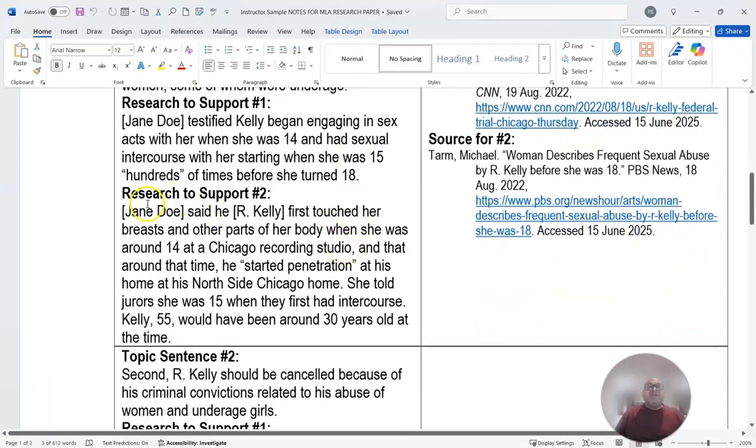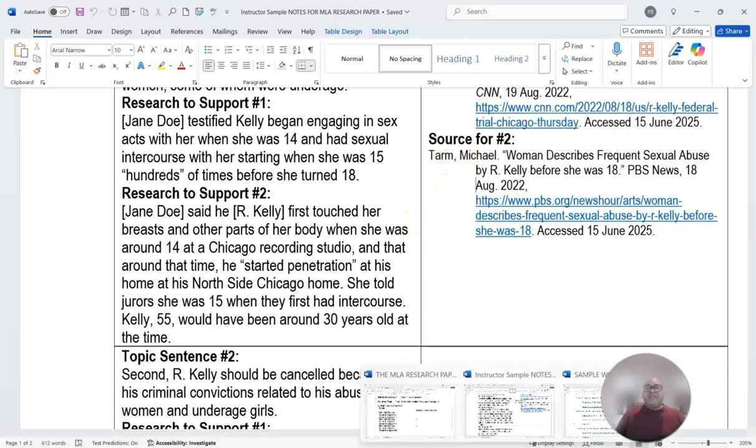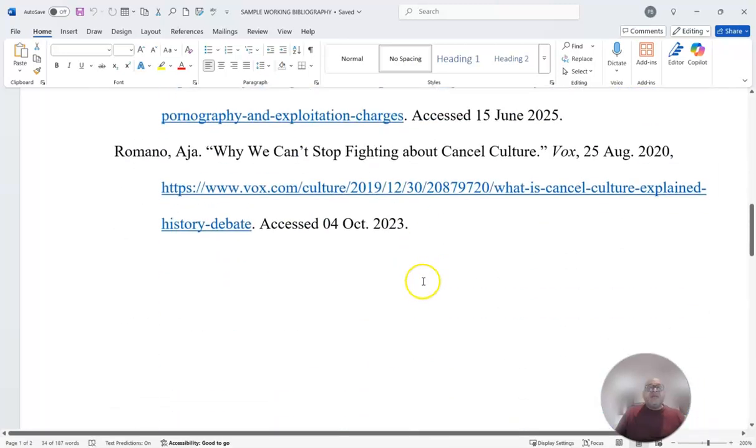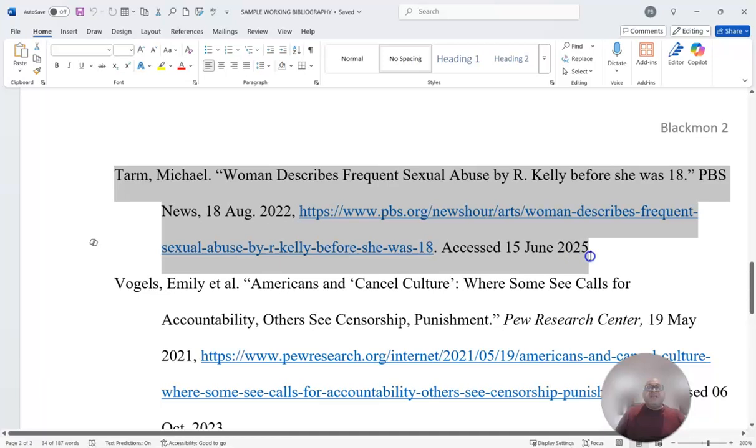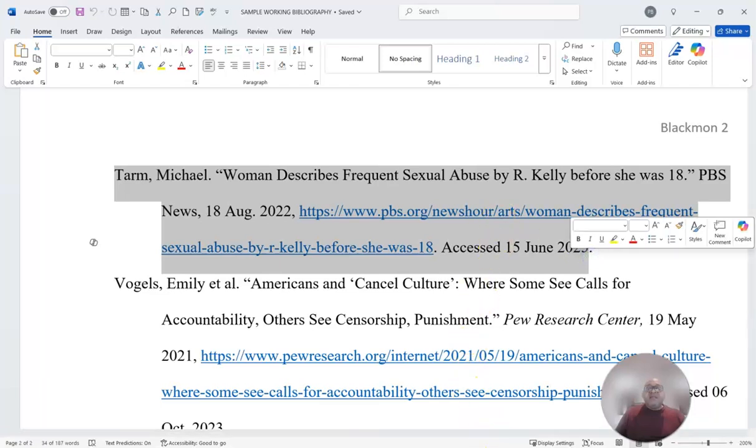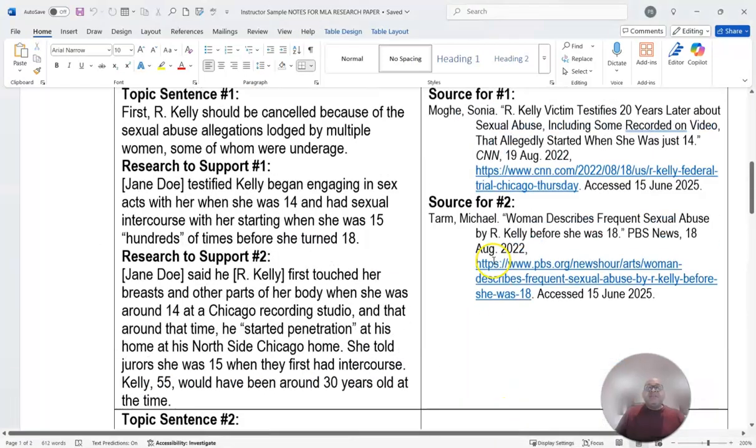Same thing for my second support. I went to my article, control click to follow, right? I found the information that I needed, and it's support two, which should match source number two. And I just lifted this from my working bibliography, copied it, and pasted it into my document. It should be easy peasy.